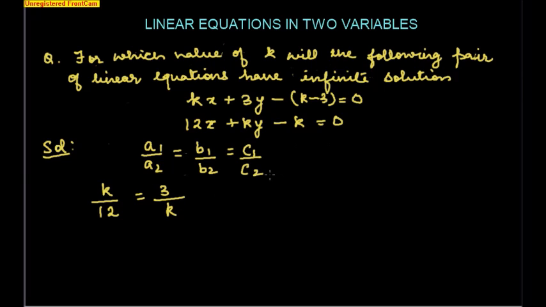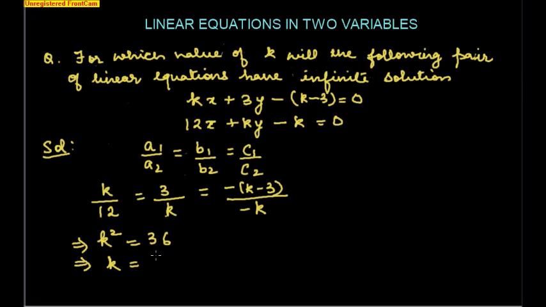If you wish to write C1 by C2, you can write it down and equate any of the two equations. Let's say it will be minus of k minus 3 upon minus k. Now either you take the first two parts or the last two, or first and last, any two parts, equate them and find out the value of k. I will take the first two parts. When you cross multiply, we get k square is equal to 36. From here we get k is equal to plus minus 6.